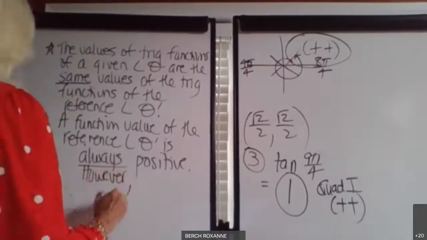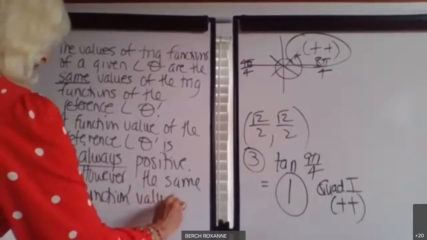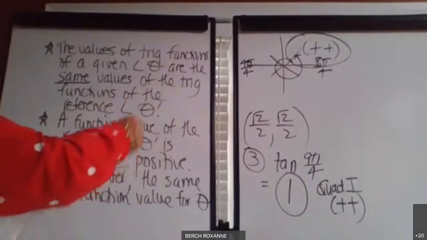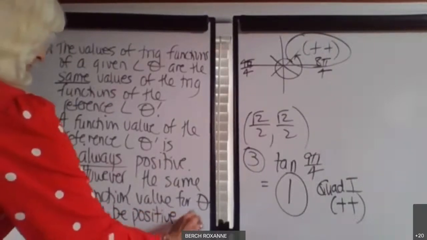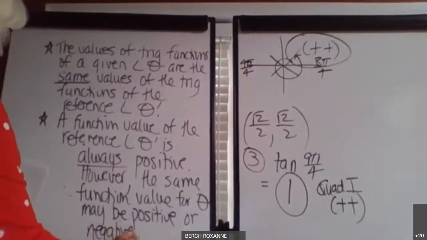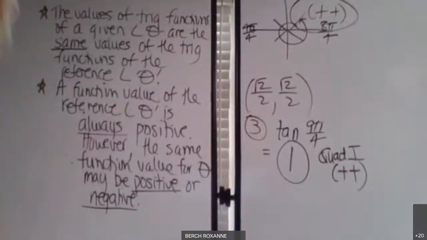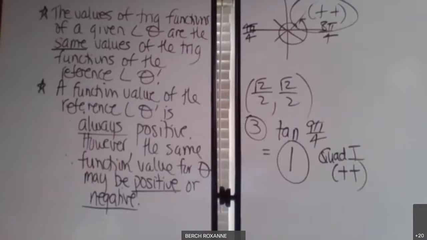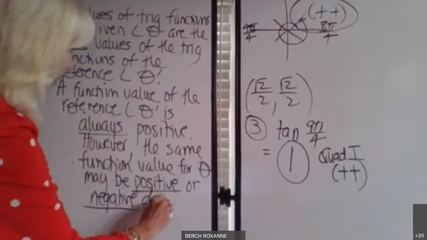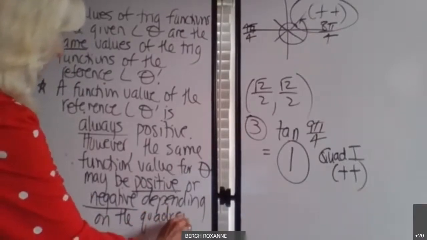However, the same function value for theta, in other words, the same function value for the actual angle, may be positive or negative. And what's the reason for that? Because we have to look at the quadrant where the actual angle exists. So let's read this again. It says a function value of the reference angle is always positive. Of course it is. However, the same function value for the actual angle could be positive or negative. And let's add this, depending on the quadrant. And that's the quadrant of the actual angle.